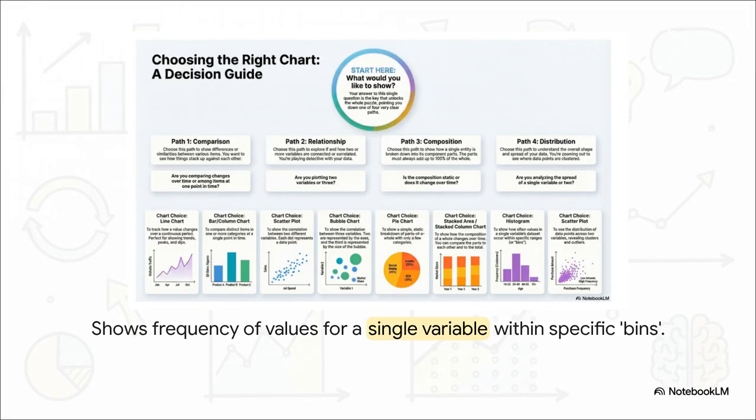If you're just looking at one variable, like the test scores for an entire class, a histogram is your go-to. What it does is it groups the data into these little ranges, they're often called bins, and then shows you how many data points fall into each one. It's perfect for seeing where the bulk of your data is at a glance.